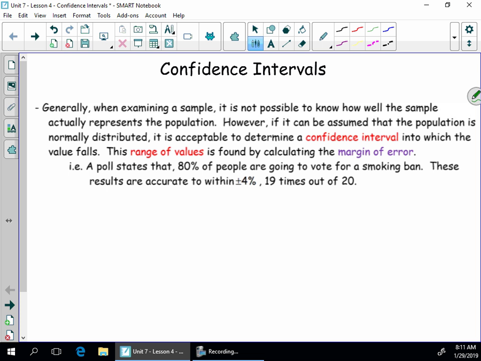So the big idea today is, can we find an interval into which we can be pretty confident that the answers will actually fall? And we do this by finding something called the margin of error. Okay, so we'll look at an example here. We have a poll. It states that 80% of people are going to vote for a smoking ban, and these results are accurate to within plus or minus 4%, 19 times out of 20.